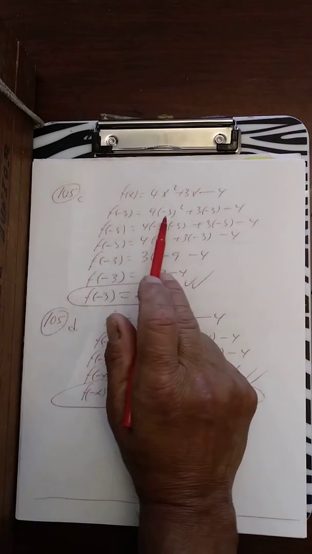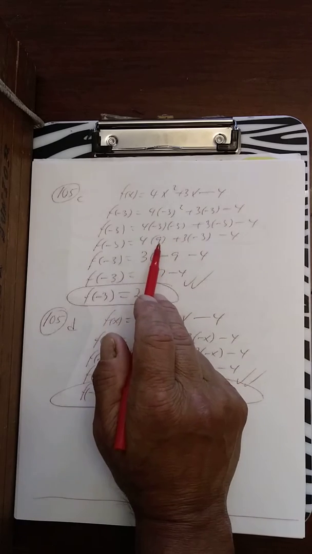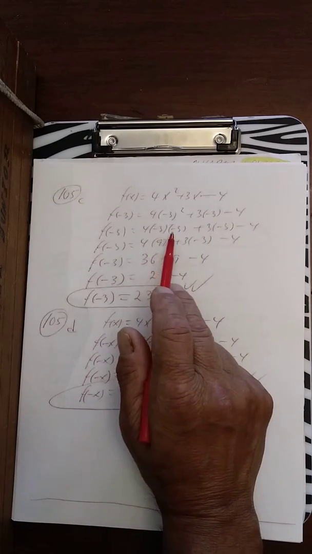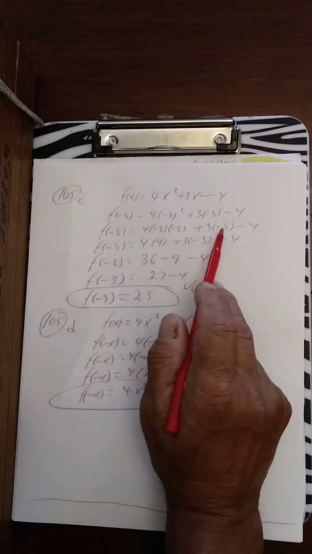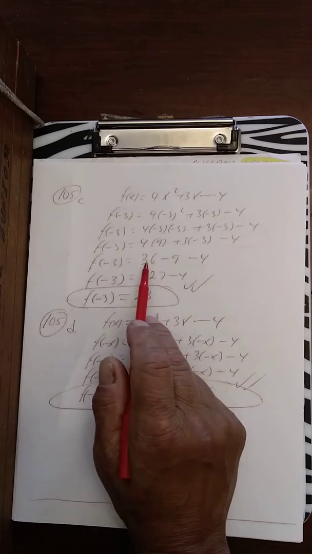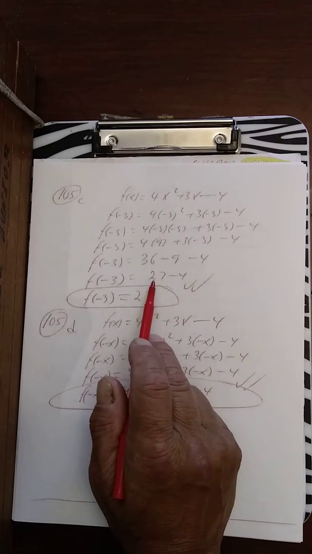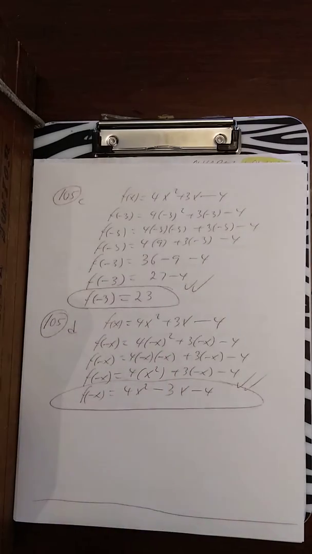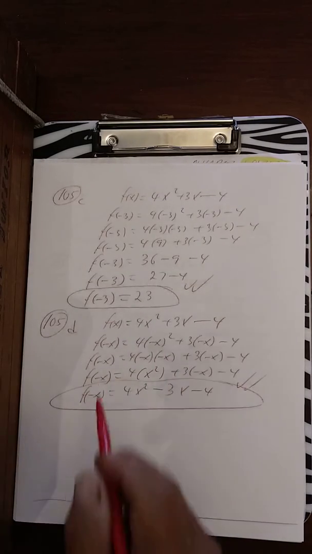Put a negative 3 in there. Negative 3 and negative 3. Negative 3 is right there. So that's going to be positive 9 times 4, 36. That's going to be negative 9 and negative 4. 36 minus 9 is 27. 27 minus 4, 23.